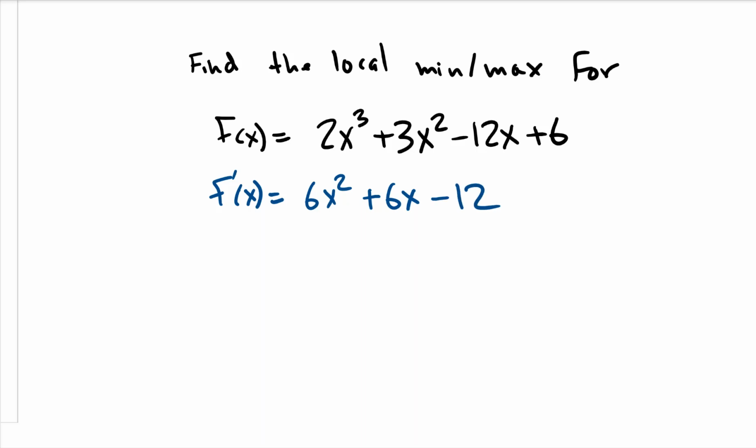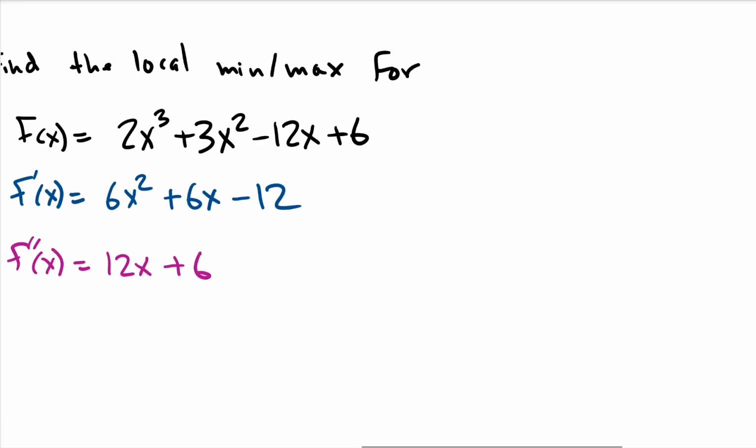So we're going to set this equal to 0 and solve. But first, do you mind if we just take a second derivative, just real quick, underneath it? We're going to need to look at it anyway. So that becomes 12x plus 6. All right, so here's how our method works.